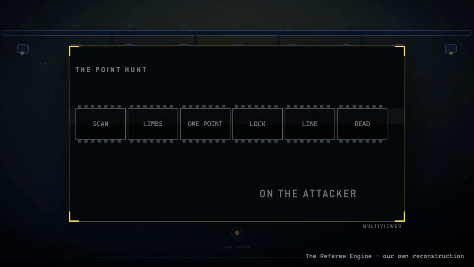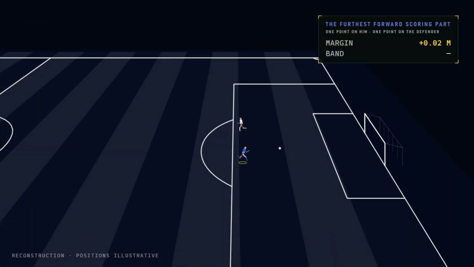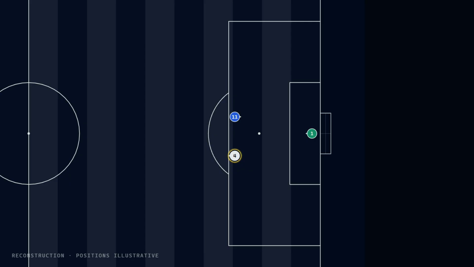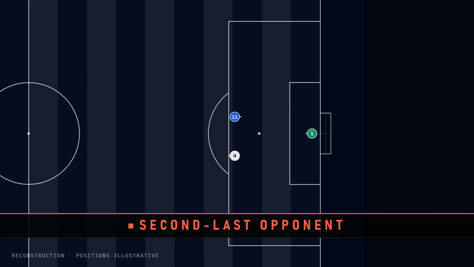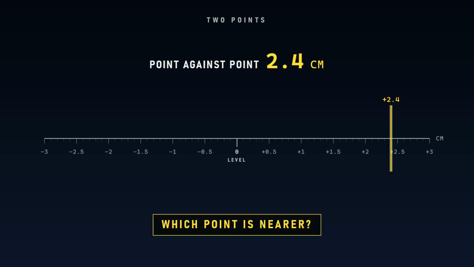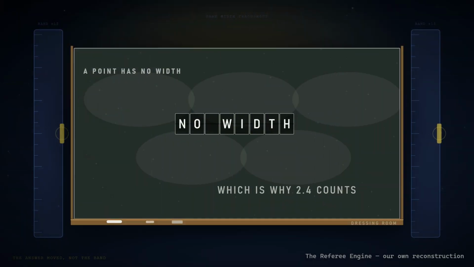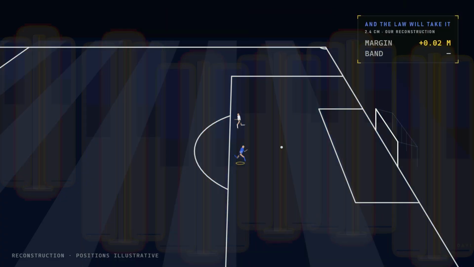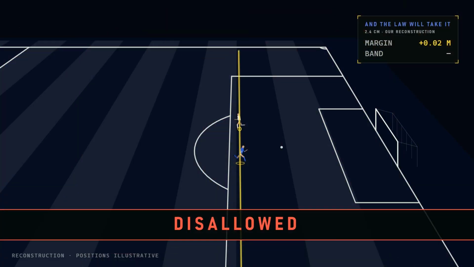Under the current law, the machine finds 1 point on the attacker, his furthest forward part that could legally score, then 1 point on the second last defender. The goalkeeper is usually the last. 2 points, which is nearer the goal line. A point has no width, which is why the answer can be 2.4 centimeters, and the law will take it.